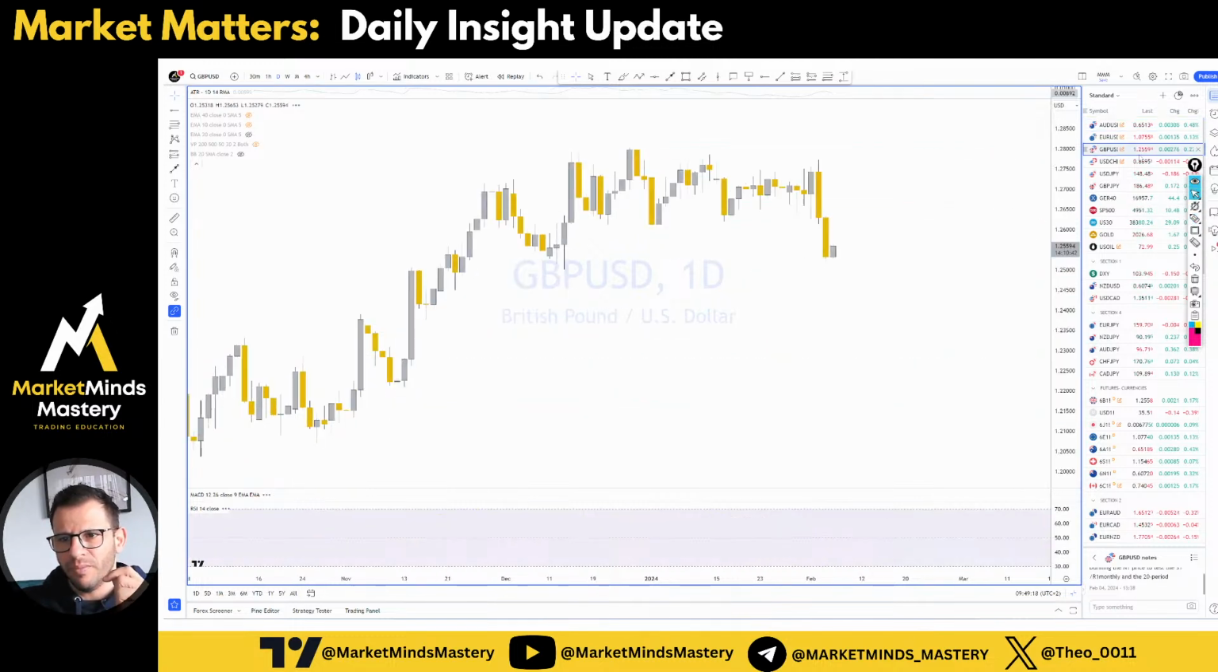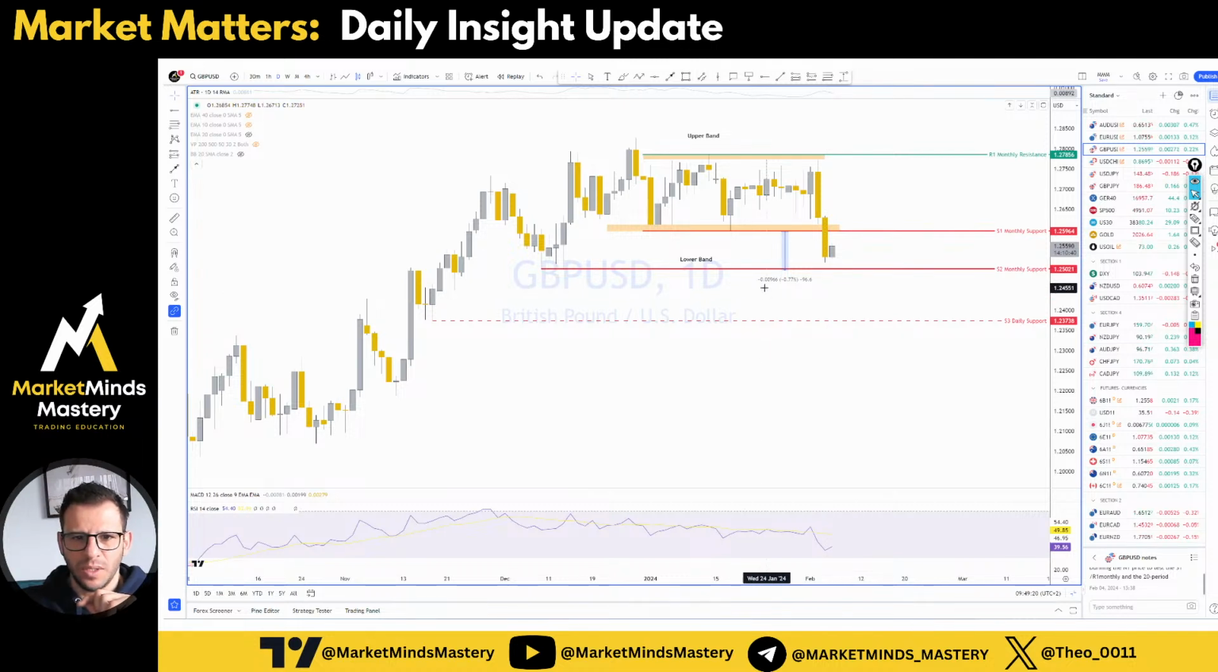Or the Great British Pound US dollar. The market used to be in this consolidation for ages. Finally, it broke to the downside. The room of opportunity was from this support, and it is until this support. And if it breaks below, it's until this support. So, of course, price makes lower highs and lower lows while it's in a downtrend.